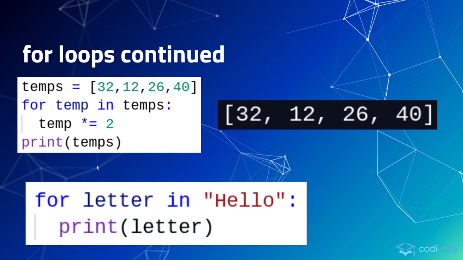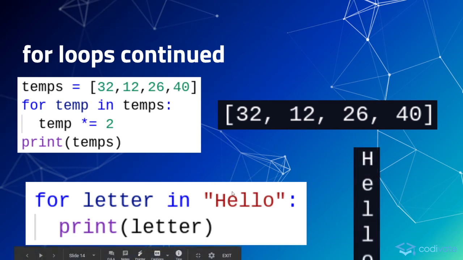Just another application of these for each loops is printing each letter in a string. So our loop variable here is letter. Once again, you can call this anything you want. It doesn't necessarily have to be letter, but in this case we chose letter because it models the situation well. And if we run this code segment, it'll print each letter inside this string on a separate line.